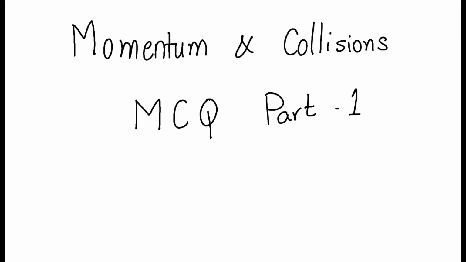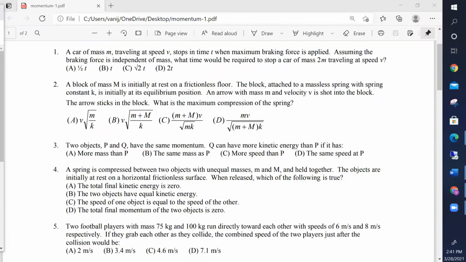Today we'll be looking at MCQs from momentum and collision as part of the review. So the first problem: a car of mass m traveling at speed v stops in time t when maximum braking force is applied. Assuming the braking force is independent of mass, what time would be required to stop a car of mass 2m traveling with a speed v?